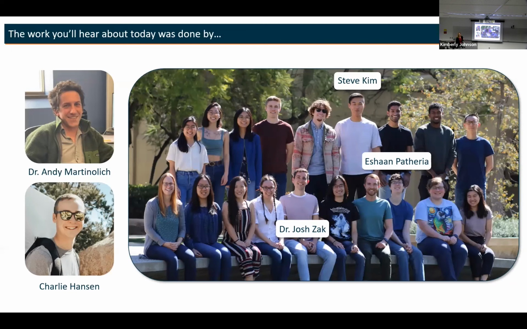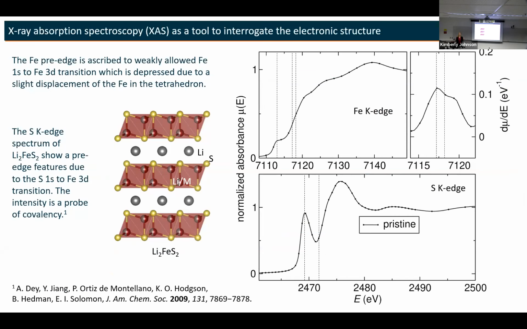And the first thing we wanted to do was understand the charge compensation mechanism. So how are we getting 1.7 electrons out of this material? Where are those electrons coming from? And in order to do that, we turned to X-ray absorption spectroscopy. So these are all K edges. So we're going to look at the iron K edge and the sulfur K edge as a function of charge and discharge and determine what's being oxidized and what's not.